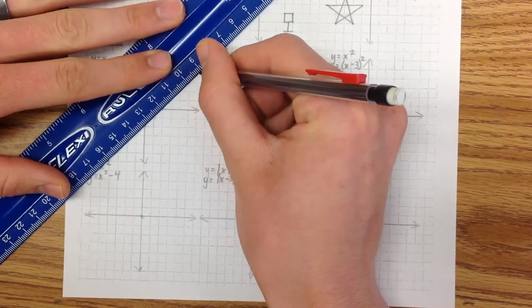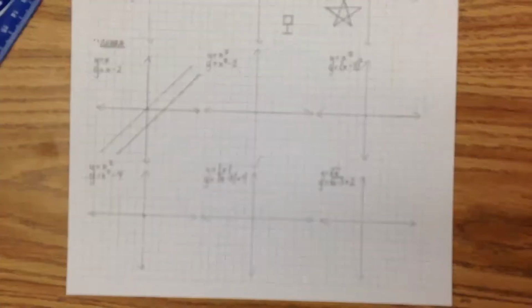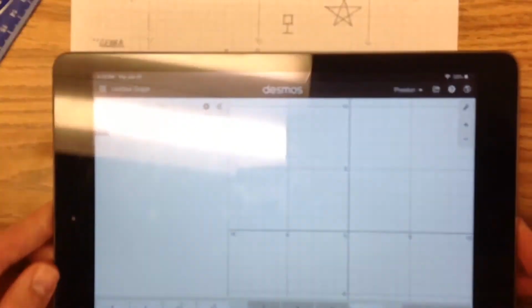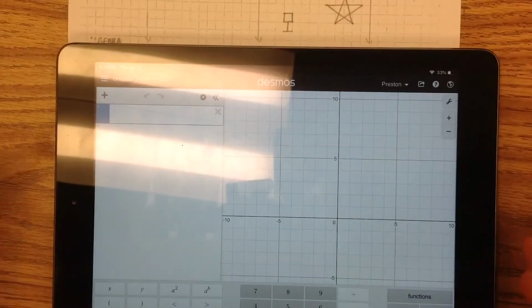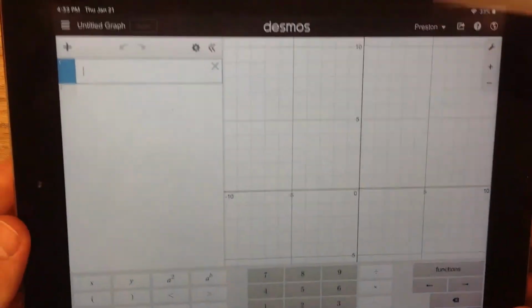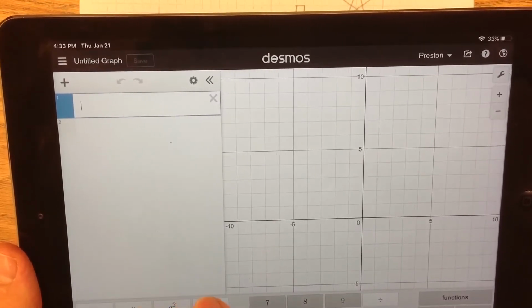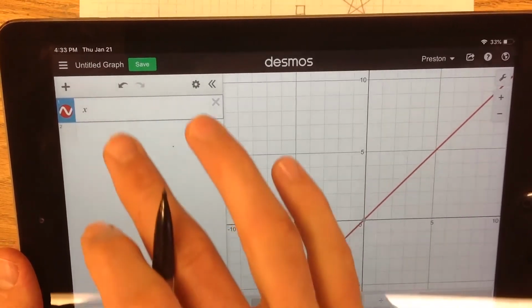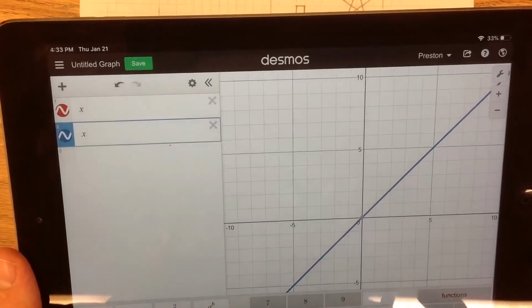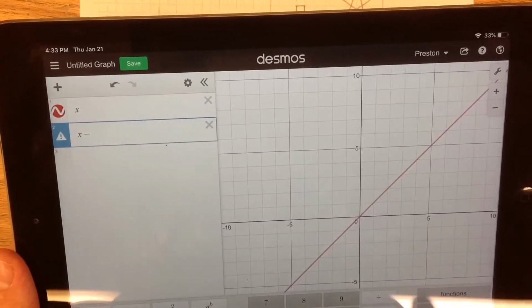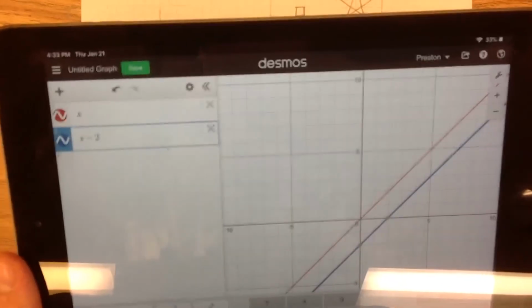It looks like that. Okay, now again, if you didn't get that, go here on Desmos, I go y equals x, and the line x minus 2. It automatically recognizes the y. So it looks like that.